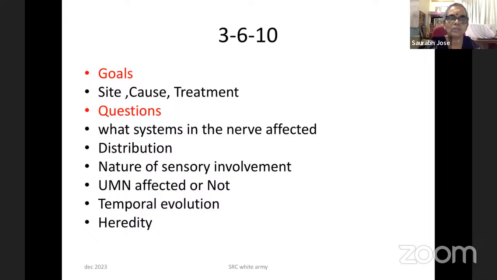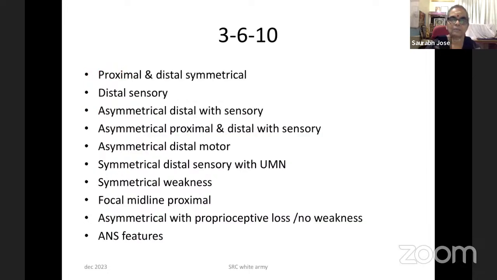So 3 goals, we want to know the site, we want to know the cause, we want to know the treatment, for which we ask 6 questions. What systems in the nerve are affected? What is the distribution? What is the nature of sensory involvement? Upper motor neuron affected or not? What is the time scale? And is there a family history? And then we get 10 patterns. If you answer these questions, we get 10 patterns.